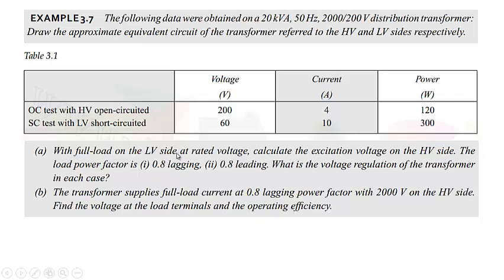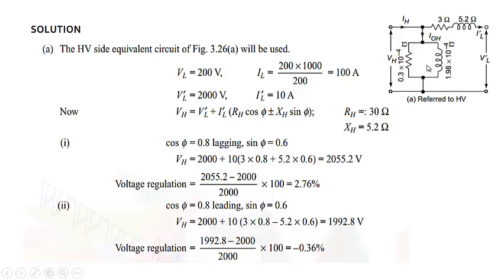So we'll try to do this, and we'll use the circuit which we have derived from the open circuit test and short circuit test. Here we need not calculate them again. We have already calculated it. This is the circuit which we have already calculated. So the high voltage equivalent circuit is shown here.